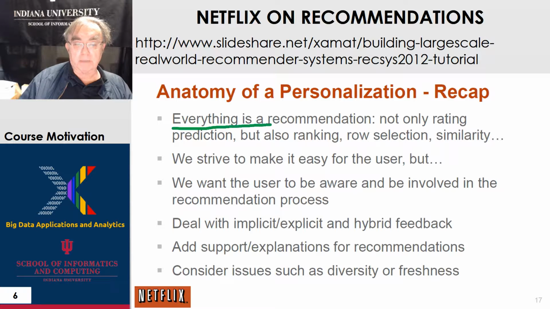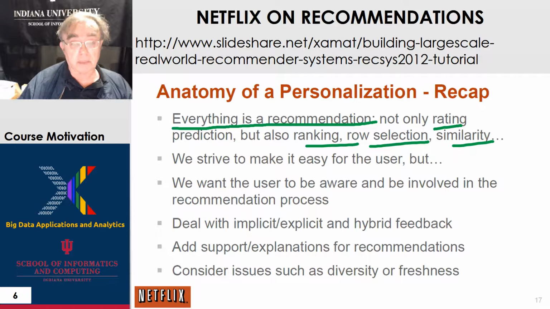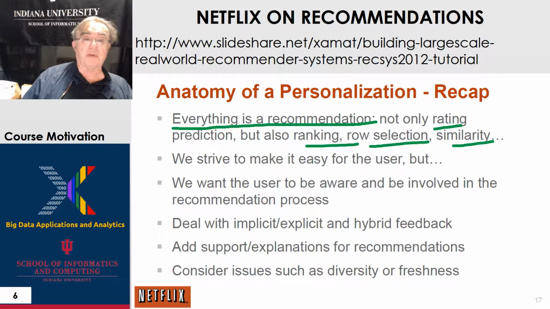So this comes from Netflix. Everything is a recommendation. The ranking is a recommendation, the rating is a recommendation, the row selection is a recommendation, the similarity, and so on. And everything is done to make the user happy, because Netflix's goal is to maximize the money it gets. That money is typically gotten from users staying on Netflix and ordering more movies, which they pay money to Netflix to download. So it's very important for Netflix that it makes good suggestions.